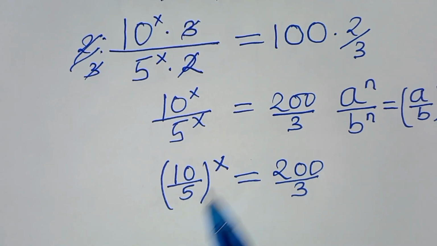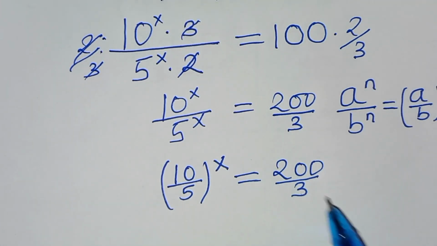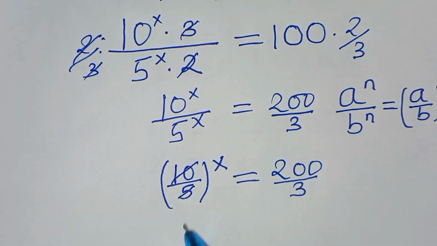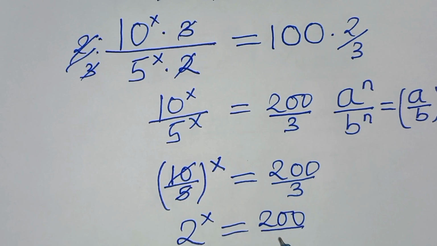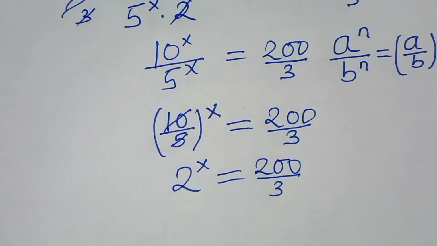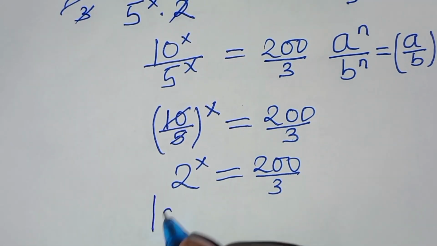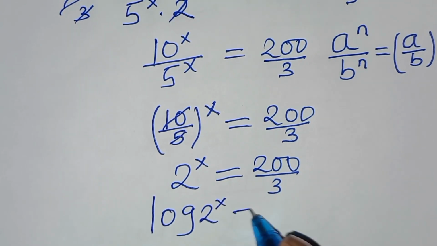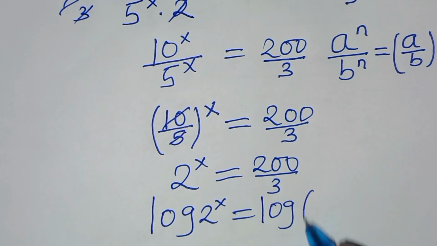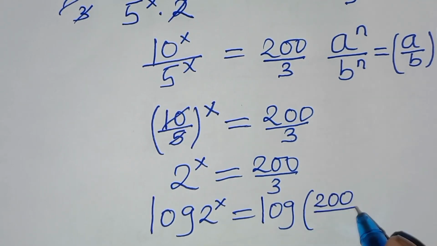So we have 10 over 5 raised to the power x. This is equal to 200 over 3. We simplify here. So this is 2 to the power x. This is equal to 200 over 3. To solve for x, we introduce logarithm on both sides. So we'll have log 2 to the power x. This is equal to log 200 over 3.